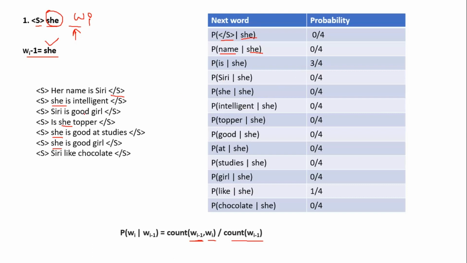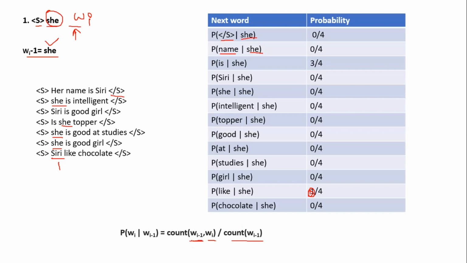And she Siri. No sequence. She intelligent. No. She topper. No. She good. No. She studies. No. She girl. No. So all these values are 0. Again, she like. Yes. So in place of CV or else, this is not she, right? So this value also, let us take it as 0 only. And she chocolate, no sequence. Hope you understood this, right?